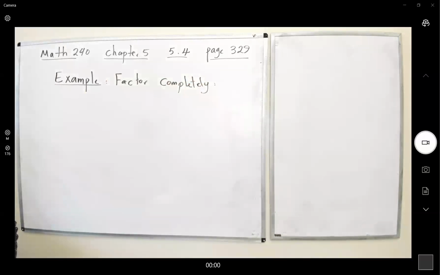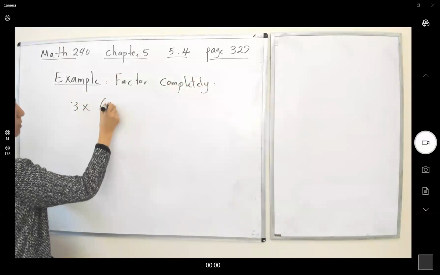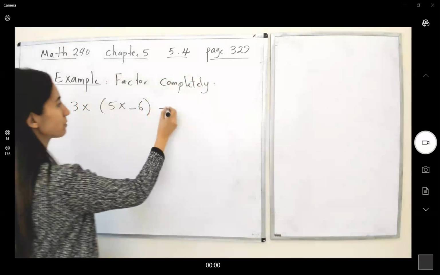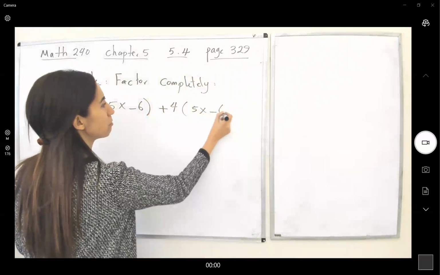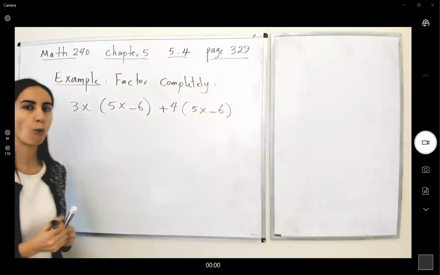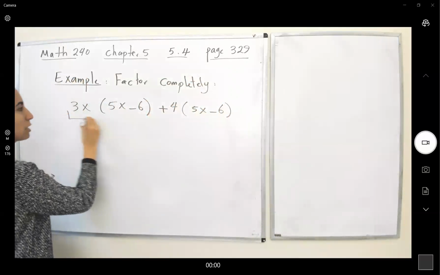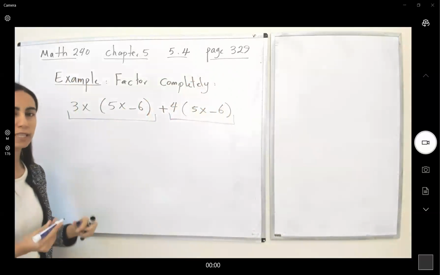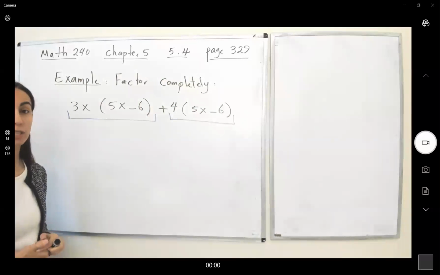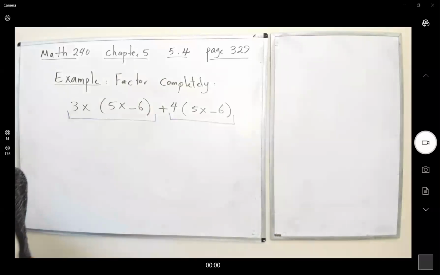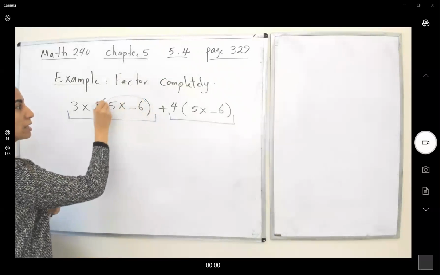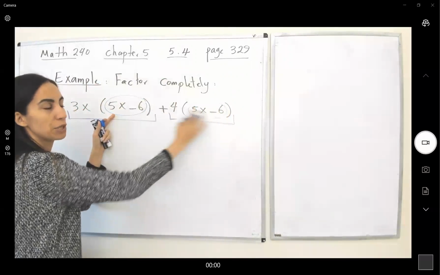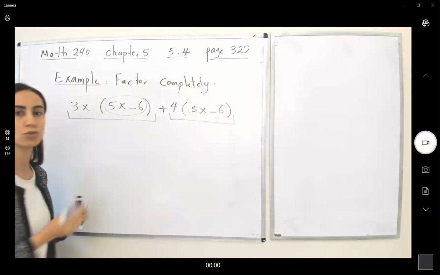In this example, I have 3x times 5x minus 6 plus 4 times 5x minus 6. So what is common between these two addends? So the first addend, the second addend. What is common between them? The expression that is common between these two addends is actually this quantity inside parentheses. As you can see, 5x minus 6 is repeated in these two addends.